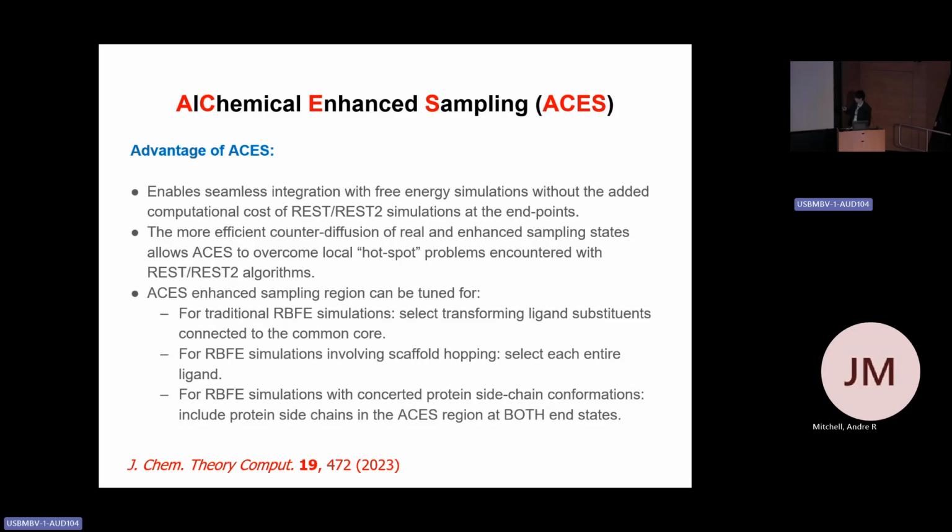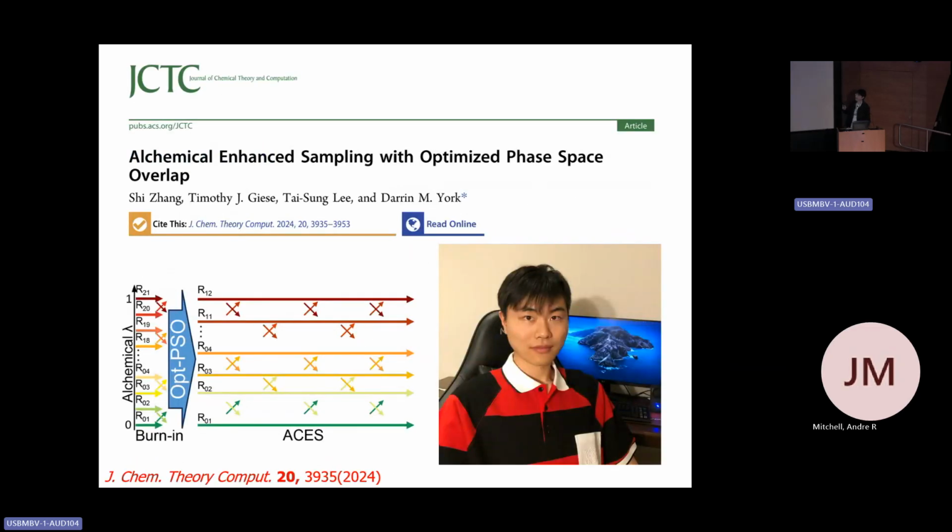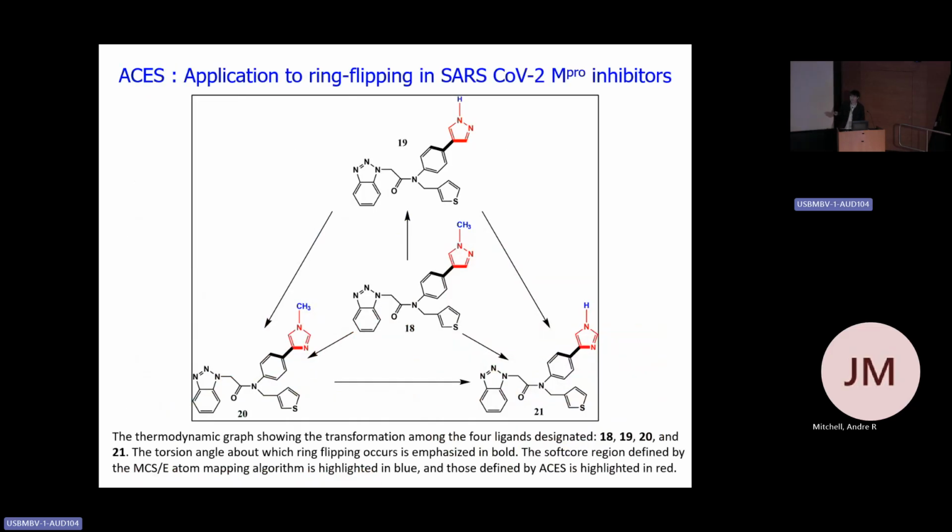Now, ACES was published 2 years ago, and recently my work has been focused on how to further optimize it with alchemical enhanced sampling with optimized phase space overlap. Now this picture of me was also optimized a little bit. As I described, the ACES method is designed perfectly for sampling conformational energy barriers, those high energy barrier conformational events in your simulations.